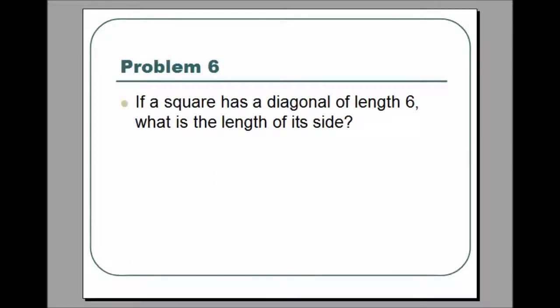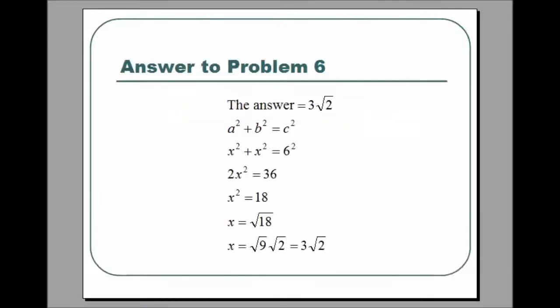Problem 6. If a square has a diagonal of length 6, what is the length of its side? You may recognize this as a 45-45-90 triangle, and you could just divide by the square root of 2 and rationalize and get 3 square root of 2. Assuming, however, that you didn't recognize that, remember, since we're talking about a square, the two legs are equal and the diagonal is the hypotenuse.